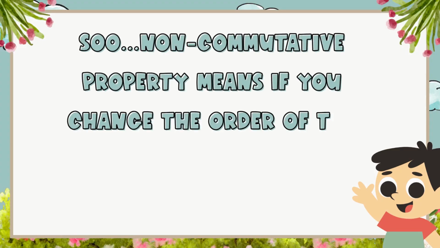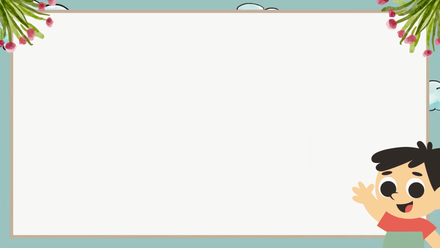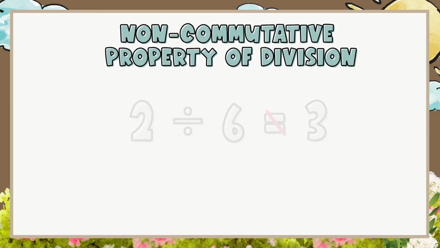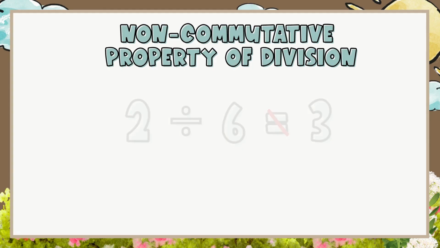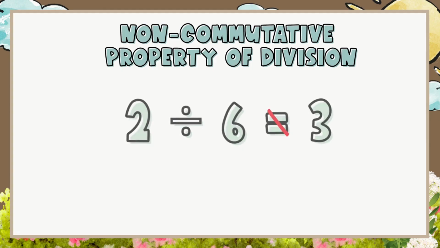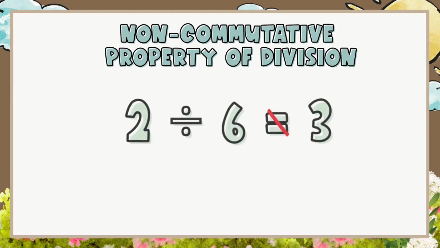So, non-commutative property means if you change the order of the numbers, you will not get the same answer. So let's change the numbers around. Before, we had 6 divided by 2 equals 3. But if we turn the numbers around, we would get 2 divided by 6. And unfortunately, that does not equal 3. In fact, let's take a look at what that would look like.